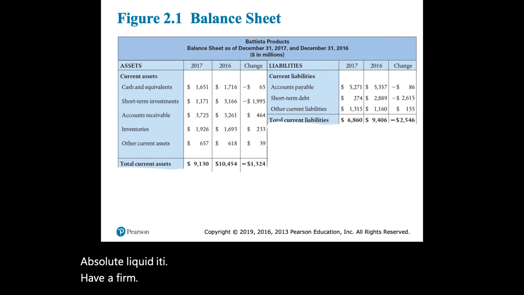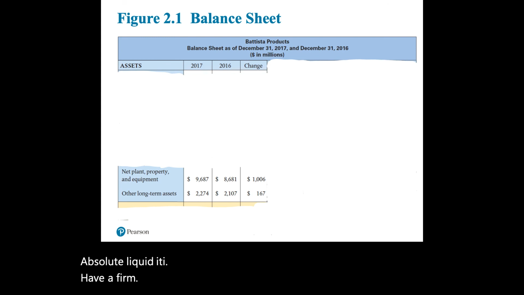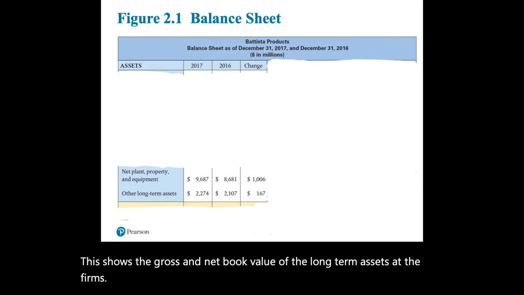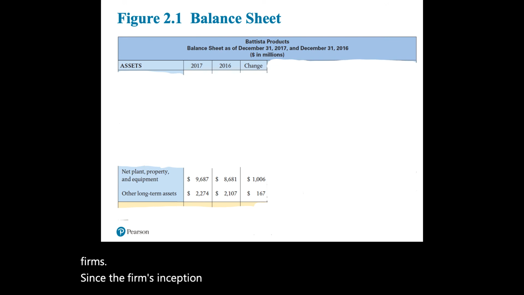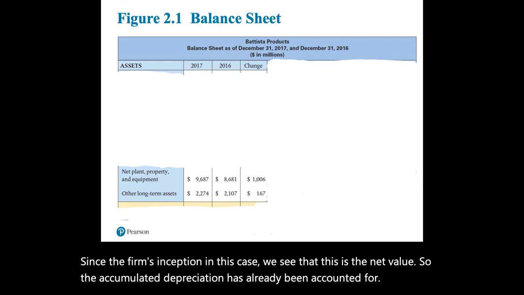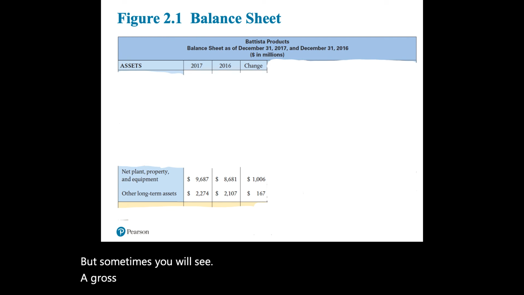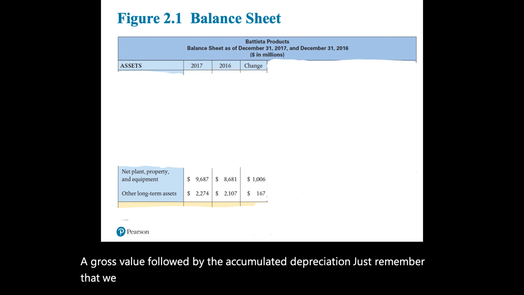Then we'll move on to our long-term capital assets. This shows the gross and net book value of the long-term assets at the firm since the firm's inception. Okay, in this case, we see that this is the net value, so the accumulated depreciation has already been accounted for. But sometimes you will see a gross value followed by the accumulated depreciation. Just remember that we subtract the accumulated depreciation to get the net value.